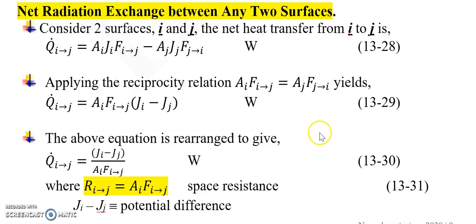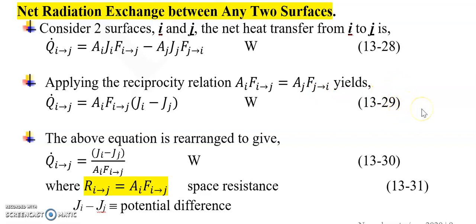So let's consider two surfaces, I and J. The net heat transfer from I to J is given by 1328. So we are focusing on surface I. So this is the net radiosity, the radiation leaving due to radiosity from surface I. Subtract that from radiation coming from surface J. Now, if we apply the reciprocity relation, we are going to use this often, it will yield 1329.